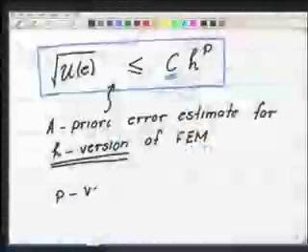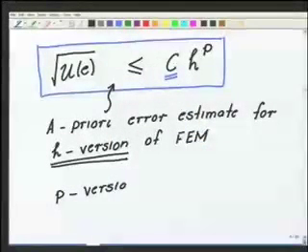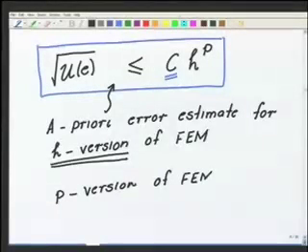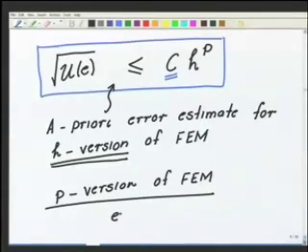Another approach that you can have is we fix the H, fix the mesh, and increase the P. If we increase the P, then we get the P version of the finite element method. So we are not refining the mesh, we are only increasing the P. With that we also hope that the error comes down, and indeed for such smooth problems this can be an exponential rate. So the decay in the error is exponential.